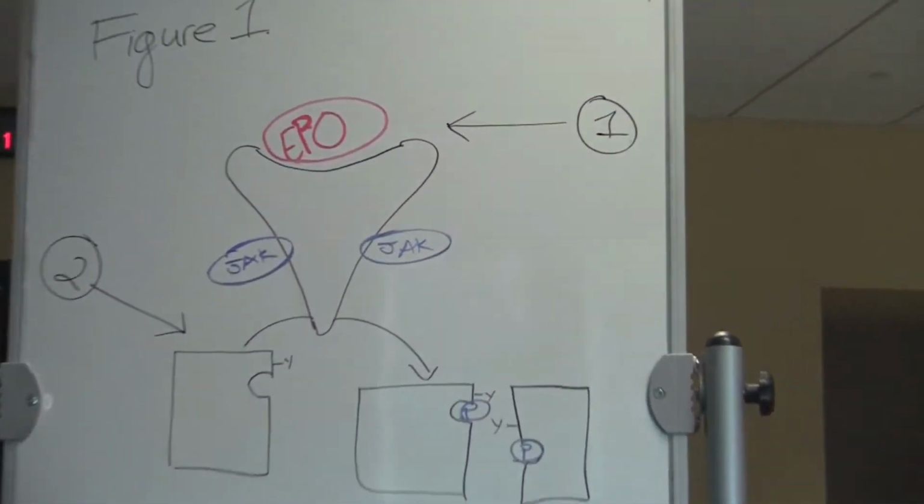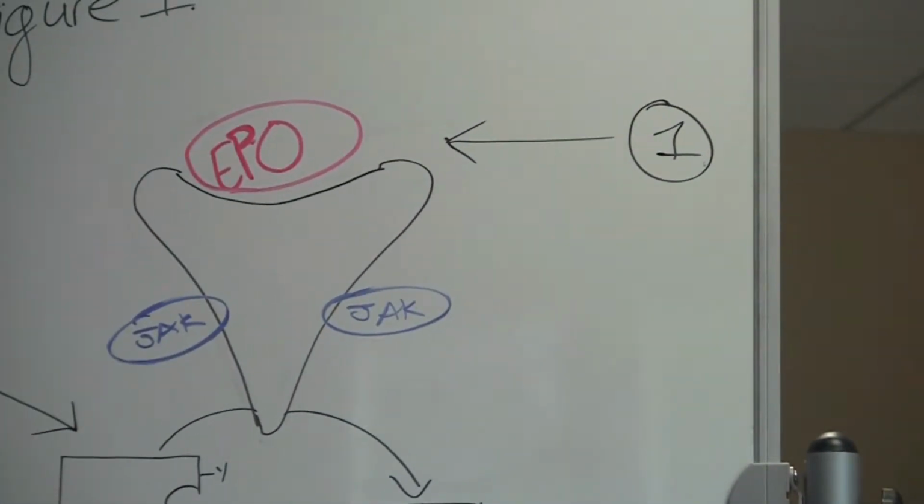Step 1. EPO, which is a glycoprotein hormone, binds to the JAK2 receptor. The JAK receptor is a kinase, an enzyme that takes energy from ATP to activate a substrate.